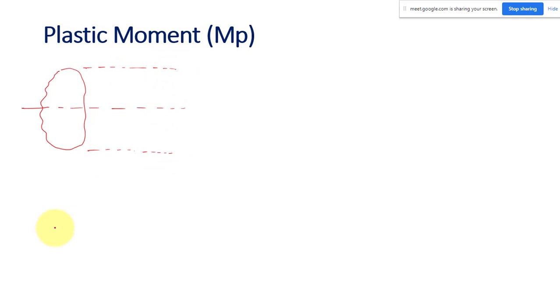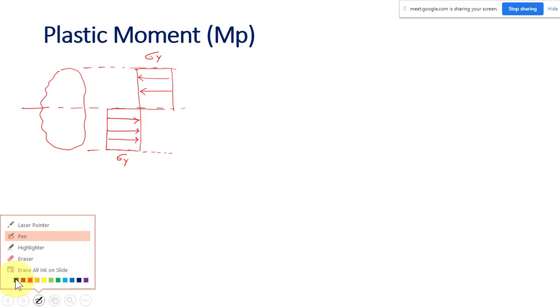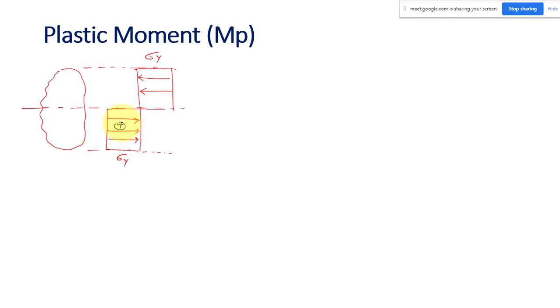So I can draw the corresponding stress block. It is a uniform value. So this is sigma y. This is also sigma y. This is compression, so I will draw like this. This is tension, let me draw like this. So this is basically tensile stress below the neutral axis. This is tension. This is compression. So this is my neutral axis.